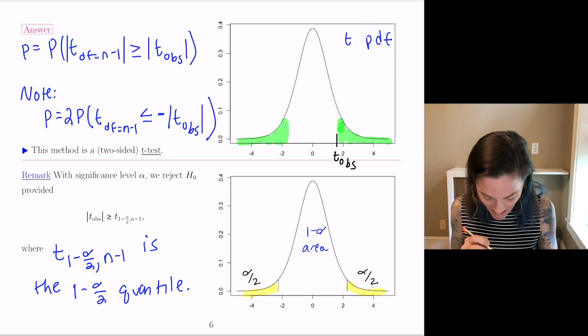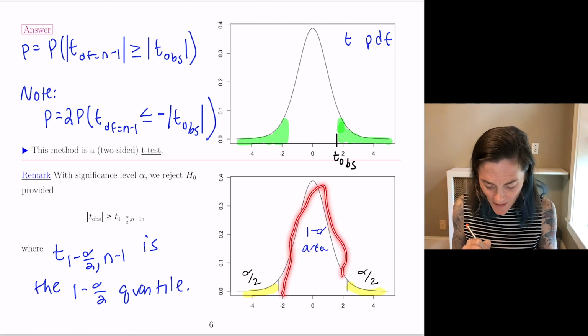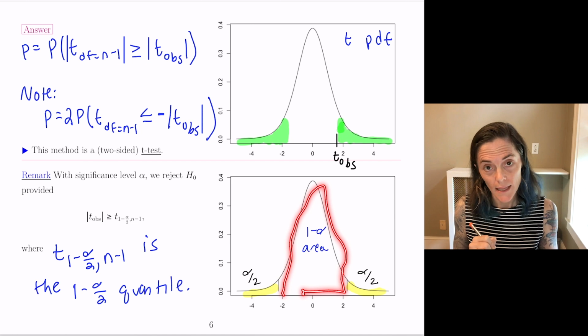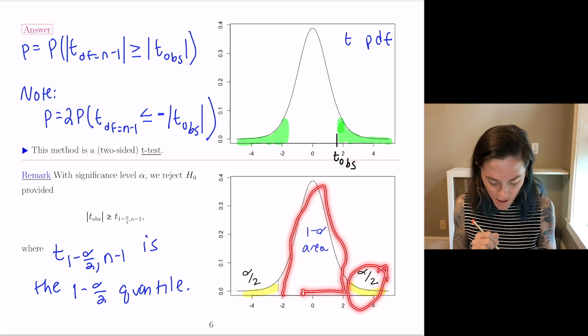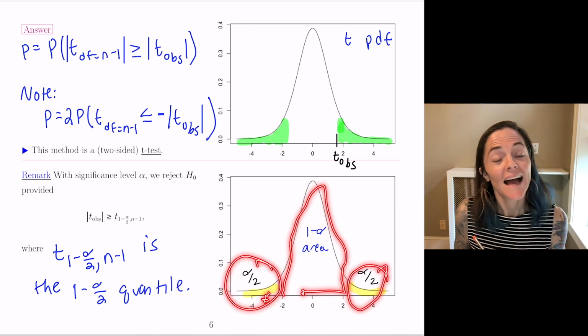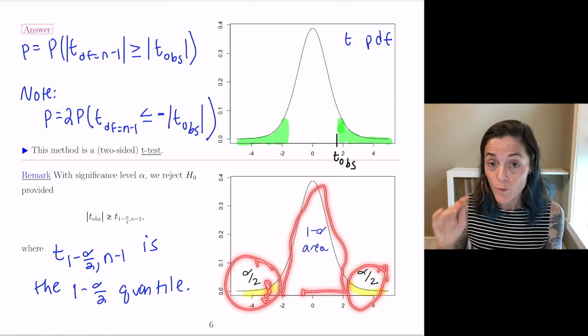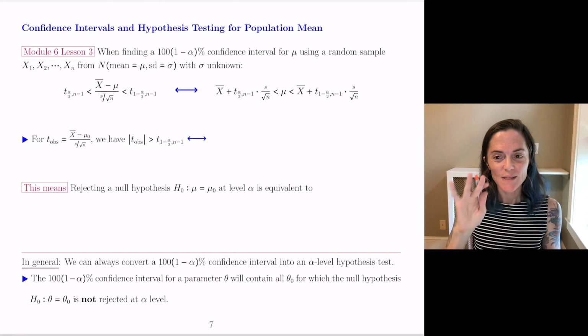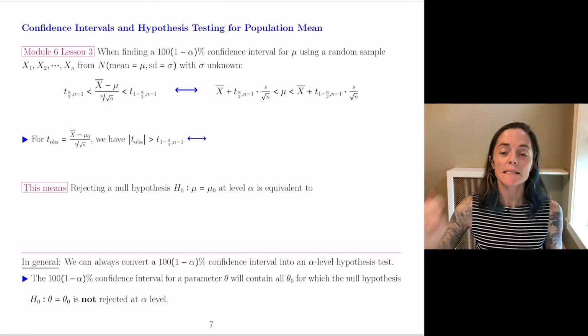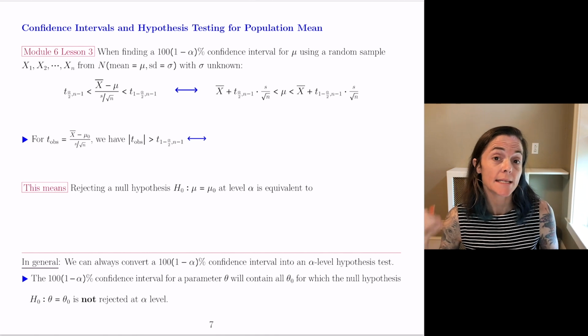Now, pictures like this, especially this one, right? We have area 1 minus alpha in the middle, area alpha over 2 and alpha over 2. I hope you are thinking confidence intervals here. And really, this is the right way to think. So, confidence intervals and hypothesis testing for population mean.